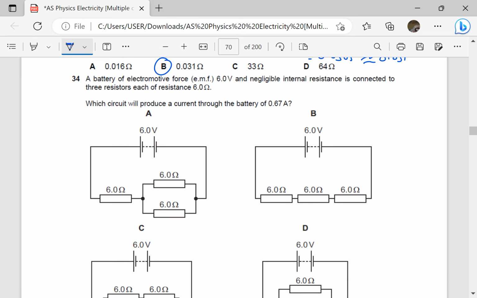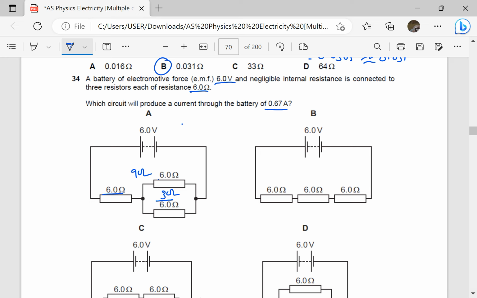A battery of EMF 6 volts and negligible internal resistance is connected to 3 resistors, each of resistance 6 ohms. Which circuit will produce a current through the battery of 0.67 amperes? Let's begin with the first circuit. If it gives us that current, we stop there. So these are in series, in parallel. Whenever two resistors that are identical are in parallel, the total resistance is half of the resistance of one. So here it is 3 ohms. So we have 3 ohms in series with 6 ohms, giving us a total of 9 ohms.